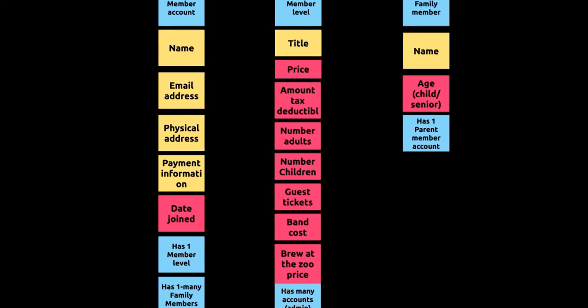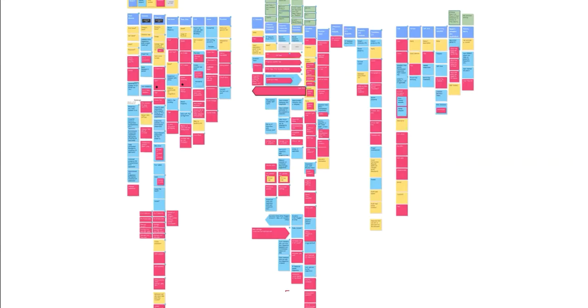And now I can actually, if we're just redesigning just the membership and how membership works on the Zoo Atlanta, I might have these 3 objects, and I might need to really work with the business to see how do family members work within a member account. Okay, that's a simple object map. This is a more complex object map.